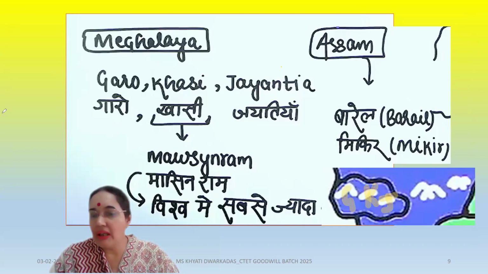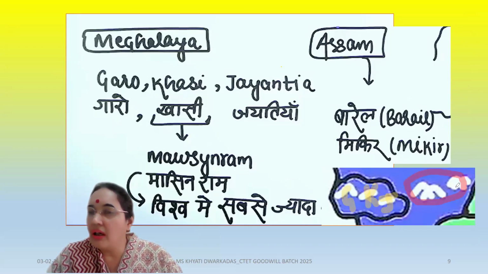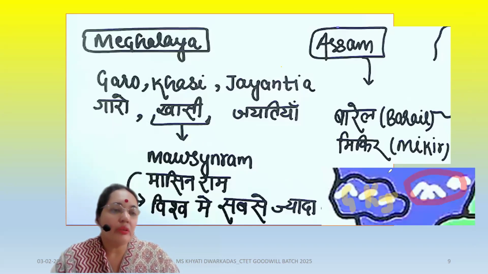These were in Meghalaya. And as we move to Assam, now this part is the part of Assam. We have two ranges here, Barail and Mikir. So these are two hills of Assam that we have with us.